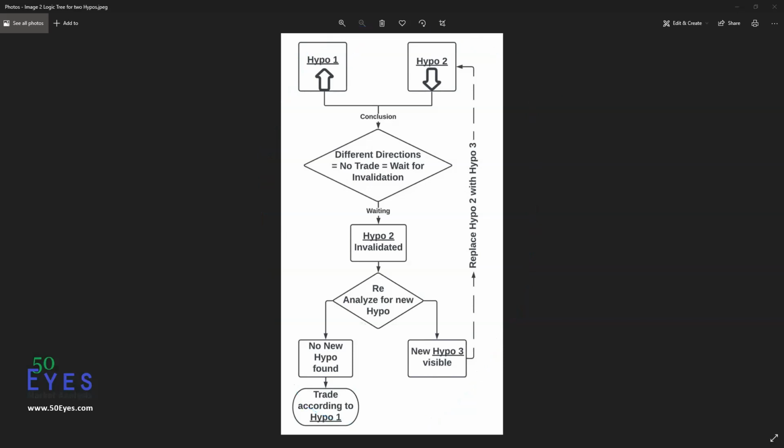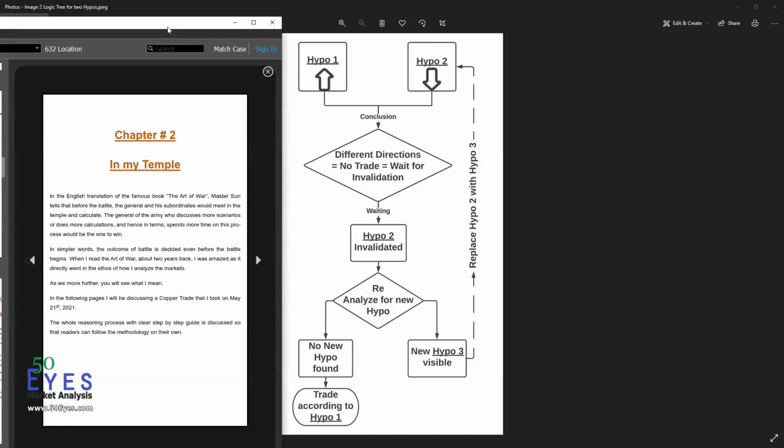Okay, so let's just first quickly check the content of chapter number 2. As you can see over here, chapter number 2 is titled In My Temple. So I would like to comment a little bit or expand a little bit upon that. So first of all, has any of you read the book called The Art of War by Master Sun?